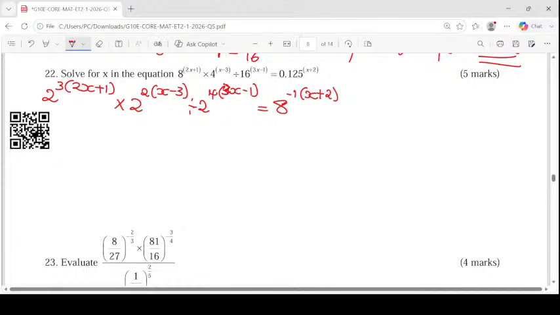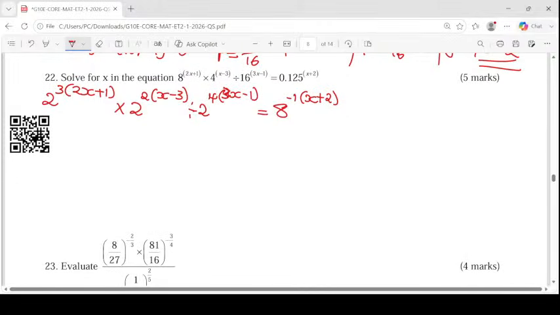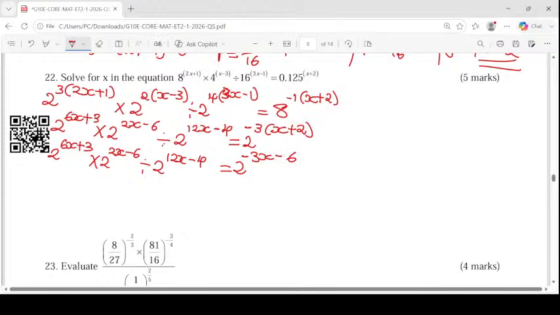Working the left hand side better than the right hand side. In fact, I can combine the left hand side with some laws. Let me open the brackets. This can be 2 power 6x plus 3 multiplied by 2 to the power of 2x minus 6. Divide this by 2 to the power of 12x minus 6. Then let's apply this law.